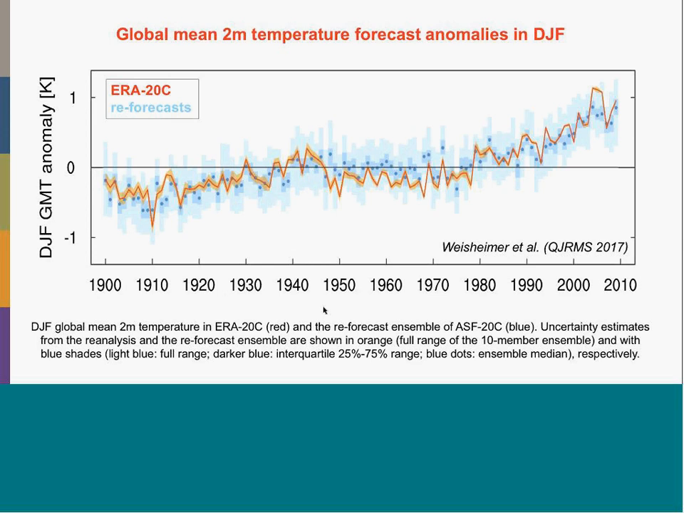So we see here, as an example of how these hindcasts look, the global mean 2-meter temperature anomalies in DJF over the period 1900 to 2009 from these ensembles. The shades of blue are the ensembles, and the shades of orange are the ERA-20C reanalysis. I should explain, the blue dots are the median of the ensemble, and then the darker shades of blue are the interquartile ranges, and then the lighter blue is the full distribution. And the red line is the deterministic ERA-20C reanalysis, and the orange band around this is an uncertainty estimate that was obtained from an earlier version of this reanalysis where they ran an ensemble of 10 members. That gives an indication of a little bit of the uncertainties related to the reanalysis.